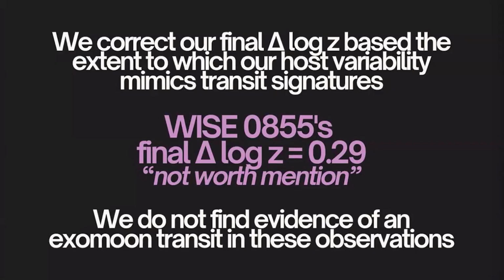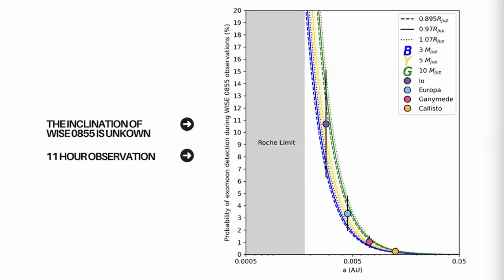But we can ask ourselves if that's really that surprising, and it's not. If we think about the probability that we would have observed a moon here, that's shown in this figure. This figure is taking into account two different things. The first, that we don't know the inclination of YZ855. So maybe there are moons going around it, but maybe they're going this way and they never were going to transit. And then also the fact that we have an 11-hour observation.